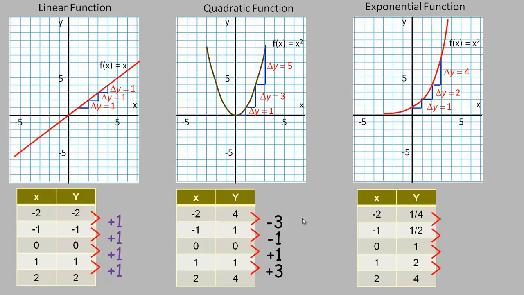Now, if you take a look at the second differences, from -3 to -1, it goes up by 2. From -1 to +1, it goes up by 2. And from +1 to 3, it goes up by 2. If those second differences are the same, that means it's a quadratic function. That's one of the characteristics of a quadratic function.